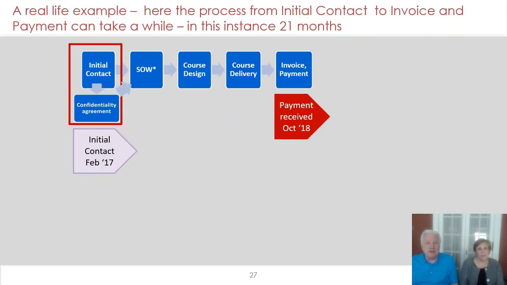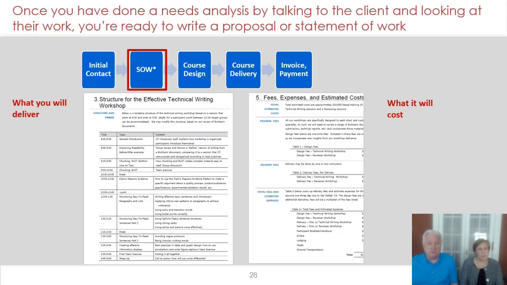So here's a real life example. Here's a process from initial contact to invoice and payment, and it can take a while. In this instance, 21 months. One of the things we typically do is sign a confidentiality agreement so we can do a needs analysis and development of statement of work, so we can look at their actual documents and develop courses based on that.